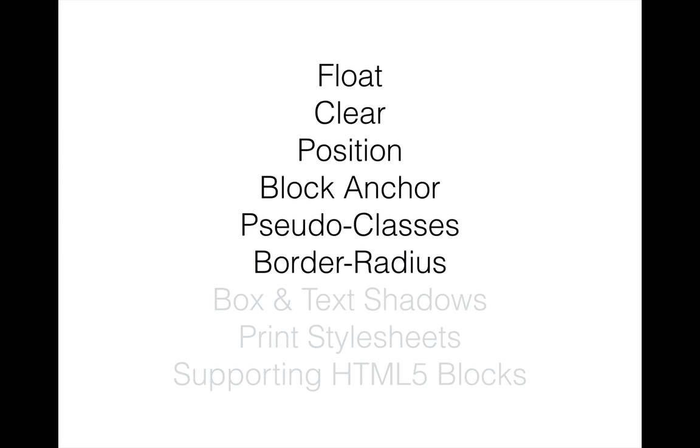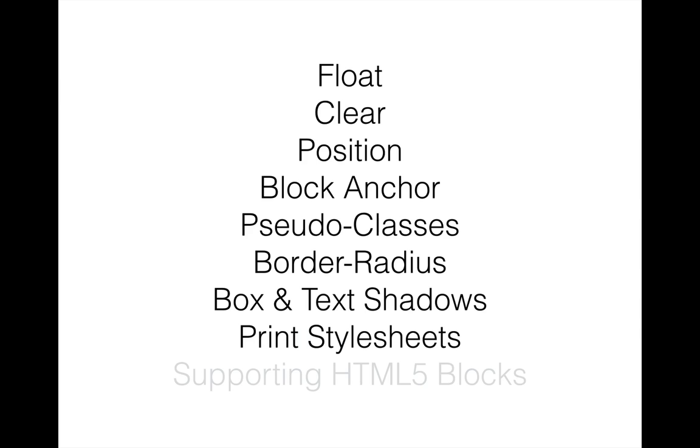We're going to do border radius for rounded corners. I'm going to show you a special effect with that. We're going to do box and text shadows, again, for some interesting special effects. I'm going to show you how to make a print style sheet so that when you print the web page, it'll still look really good, but in a different way. And then we're going to show how to support structural elements in older browsers that might not recognize what a main or an aside or an article is. So that's a basic rundown of what we're going to study here.